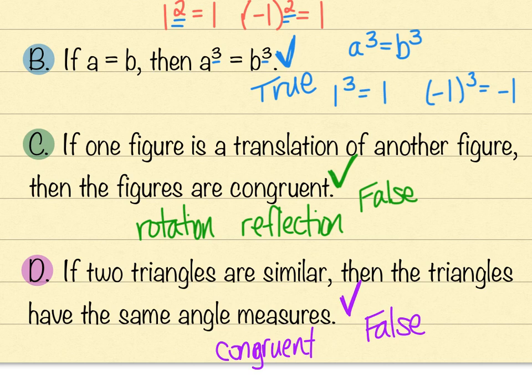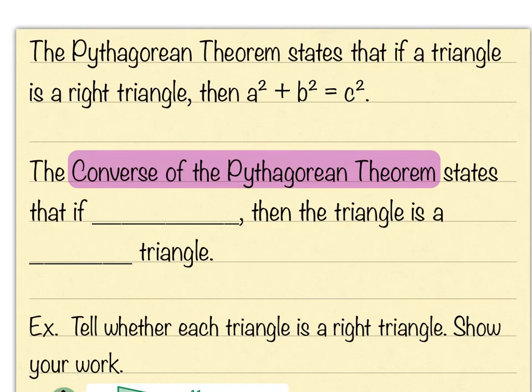So I agree that if two triangles are similar, then the triangles have the same angle measures, but if you reverse it around, if the two triangles have the same angle measures, then they must be similar. That's not always true, because they could be congruent triangles. So again, when you take the converse of a statement, it doesn't always remain true. So what about the Pythagorean theorem then? The Pythagorean theorem, as we know, says that if a triangle is a right triangle, then a squared plus b squared equals c squared.